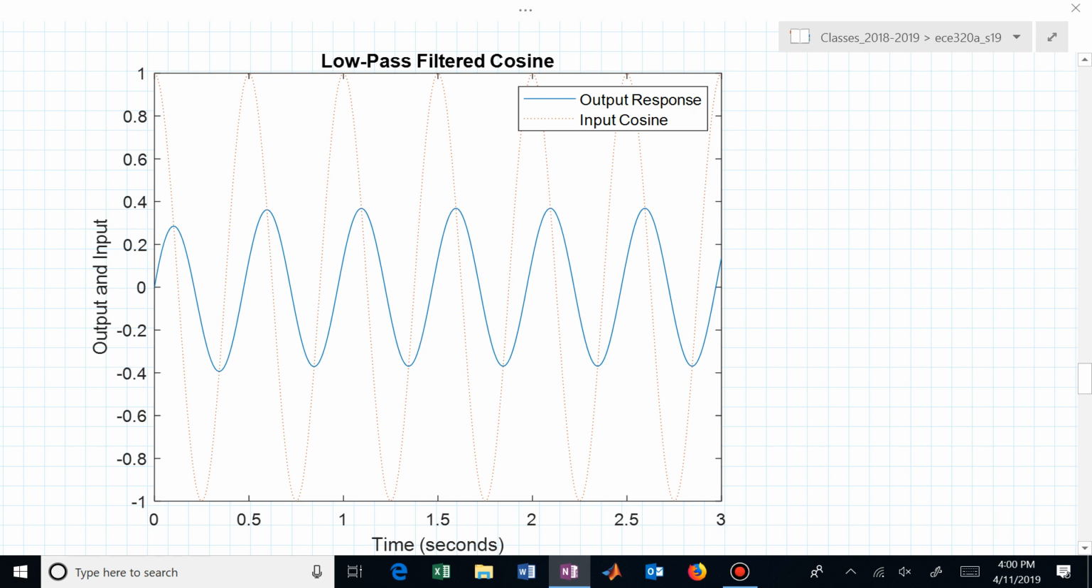Okay, what do we want to look at here? The red, if you can see it, is the input cosine. It has an amplitude of 1, and it's moving at 3 radians per second. The blue is the output. Does that look reasonable? What's up with the beginning? And what are you calling the beginning? How long is the beginning in this story?